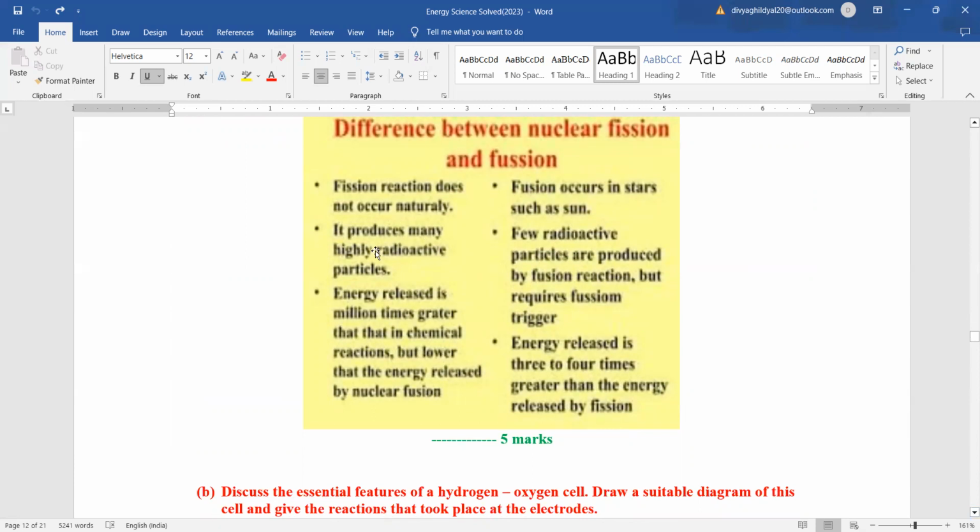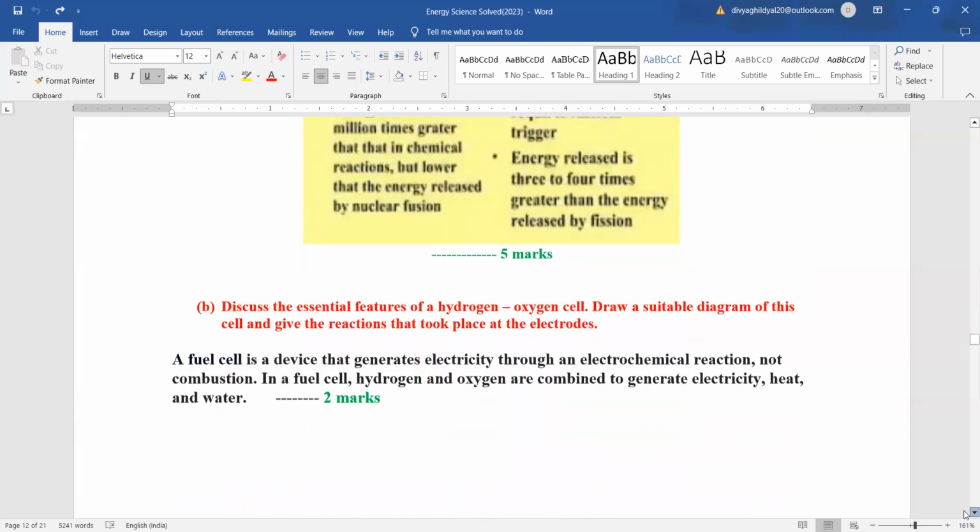Fission produces many highly radioactive particles. Fusion produces few radioactive particles. In fission, the energy released is a million times greater than that in chemical reactions, and in fusion, the energy released is 3 to 4 times greater than the energy released by fission.